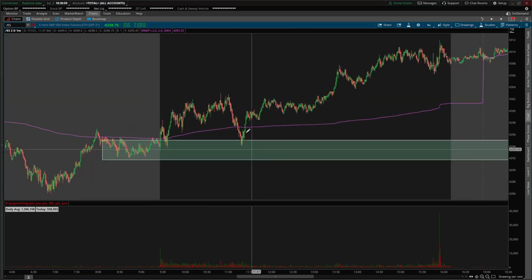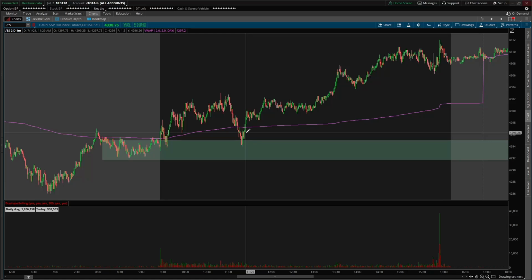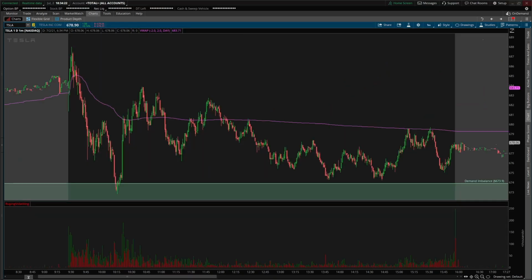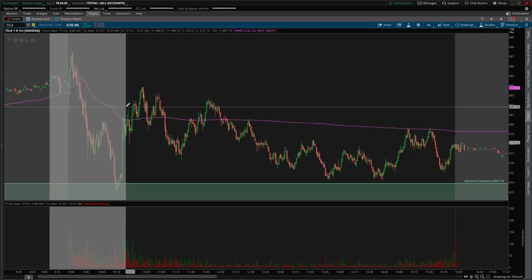However, I did not take this trade. It was perfect according to plan. It just didn't give me valid confirmation to take it long. And that leads me into Tesla, which had this demand zone on Thursday.